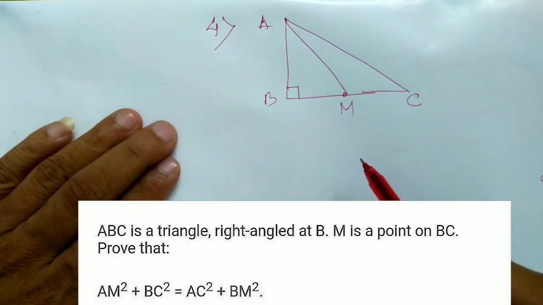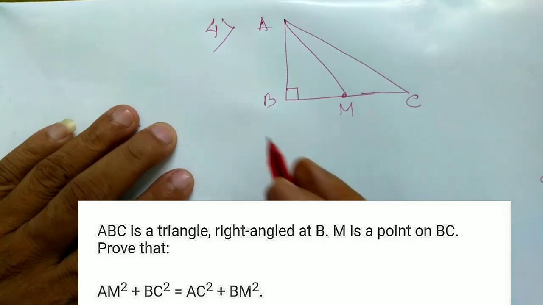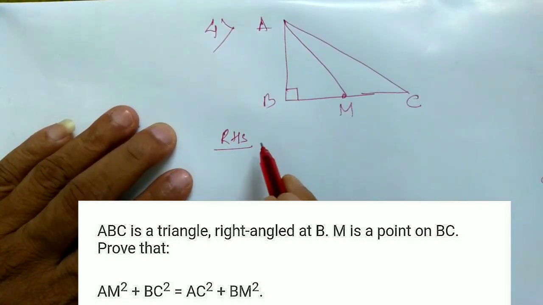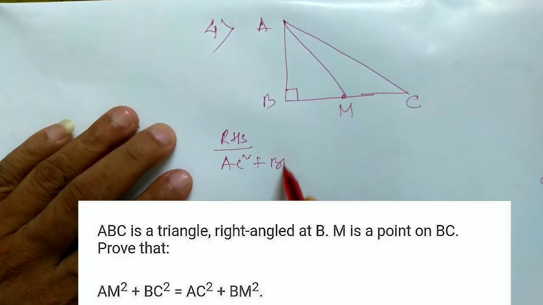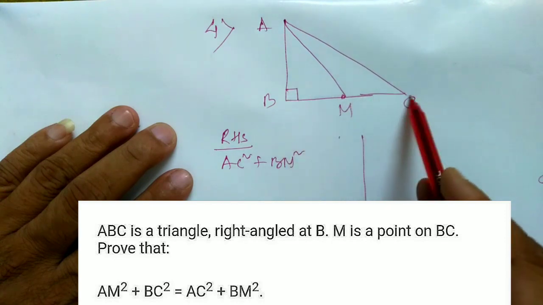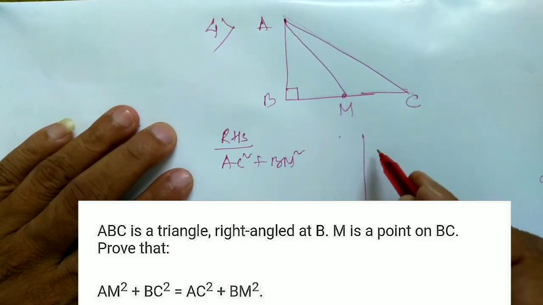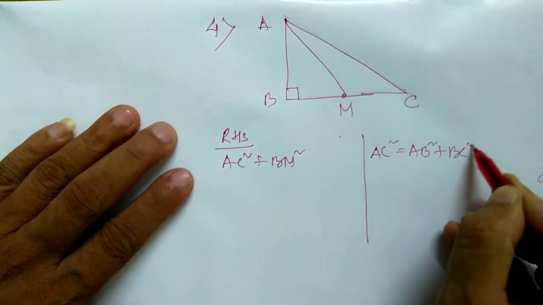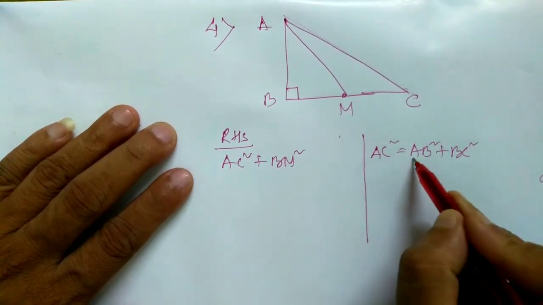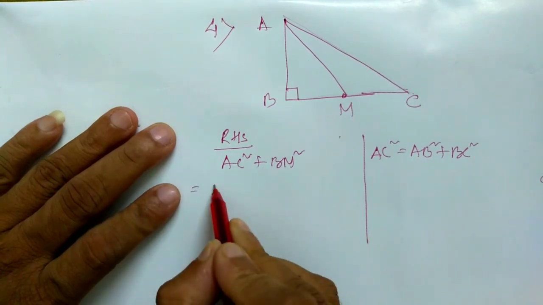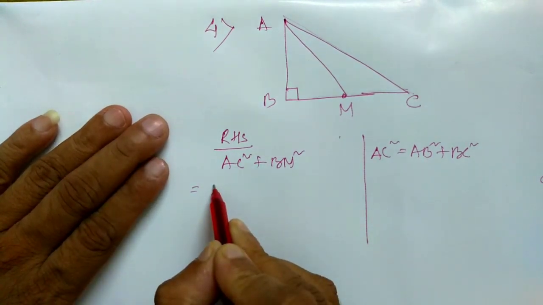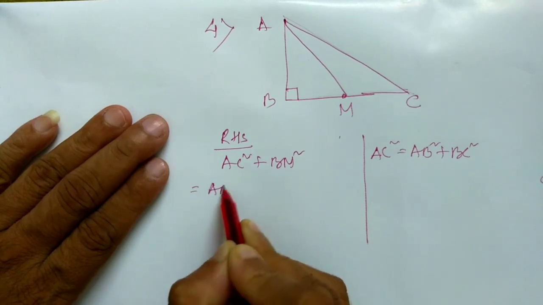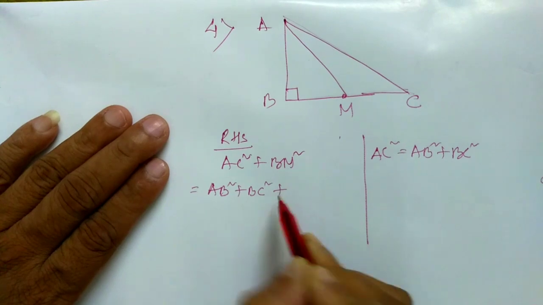So let us write our right hand side, RHS. From the right hand side, we'll come to our left hand side. What is given in the right hand side? AC square plus BM square. Now, let us see. From the whole triangle, we can write that hypotenuse square equals perpendicular square plus base square. So this AC square equals AB square plus BC square, we'll put it here: AB square plus BC square plus BM square.